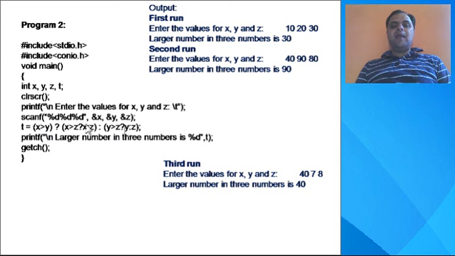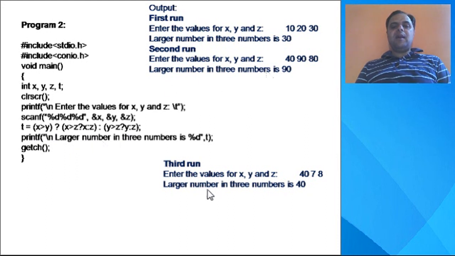So y will be the value of this overall expression, and y is assigned to t, and the value of y is 90. 90 is assigned to t. So the larger number in three numbers is 90.